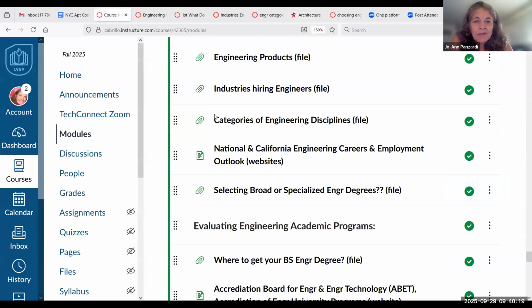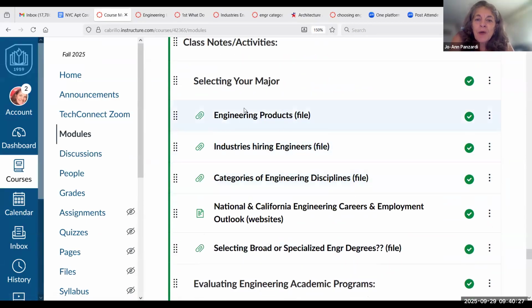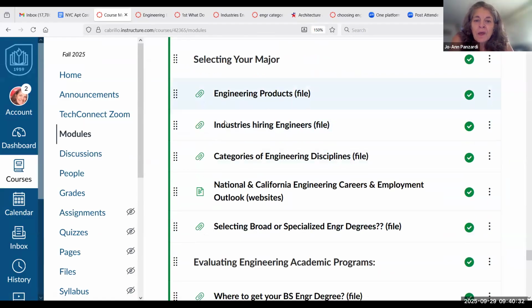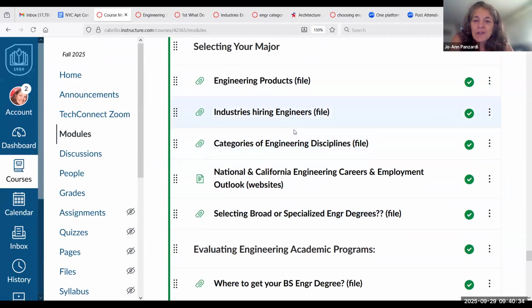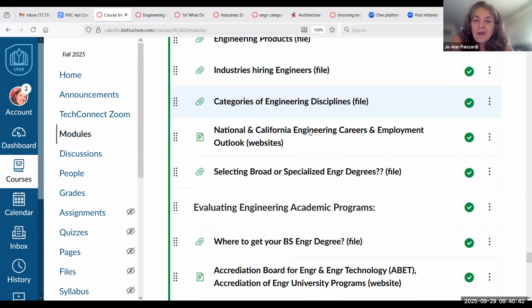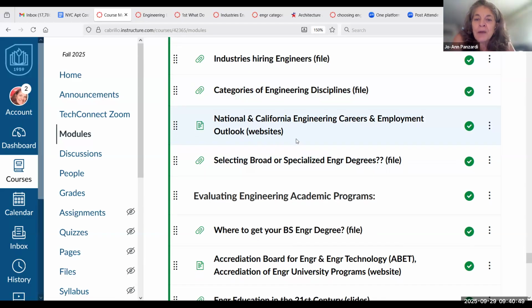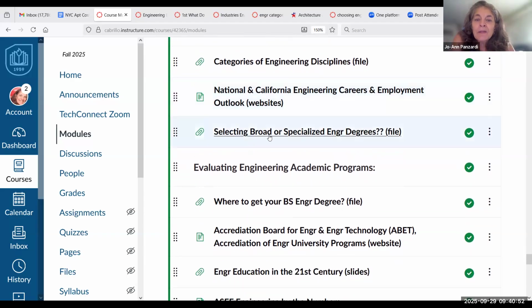Okay, going back to the module. And the last thing I want, so let's say, first we looked at the products that engineers make to see which products you're interested in. Then we looked at industries that hire engineers. And then we looked at the different categories of engineering and the specializations. And then we looked at, you could look at these websites for both national and California that give you information about careers and job outlook. Okay. And now the last one is selecting broader specialized degrees.